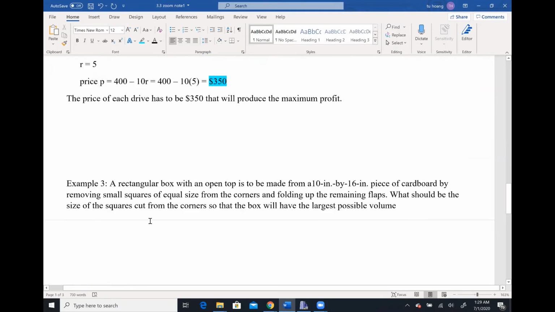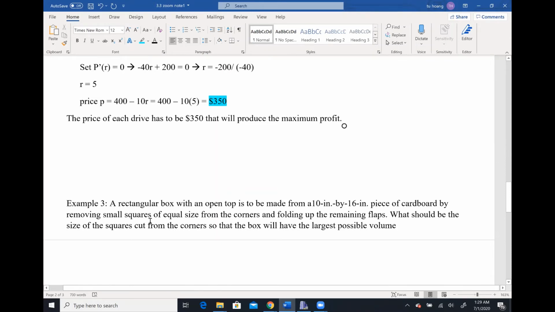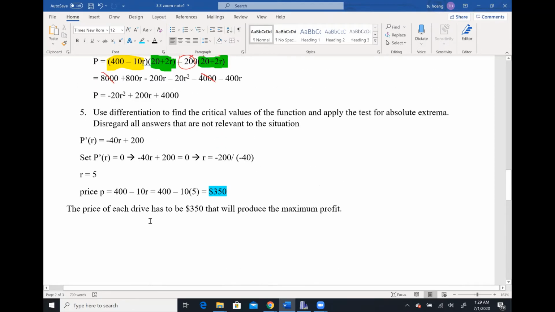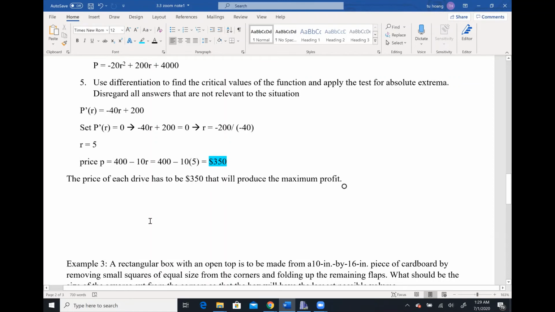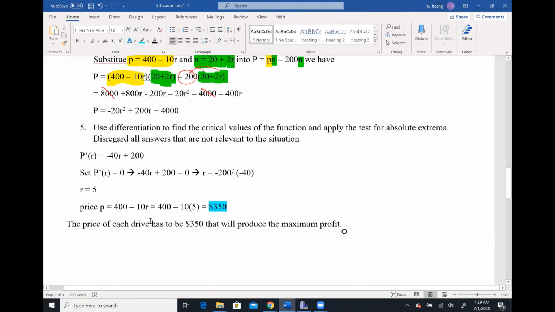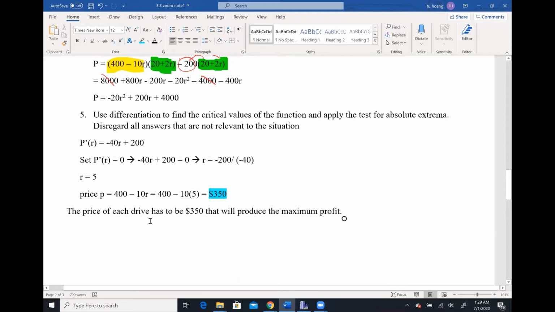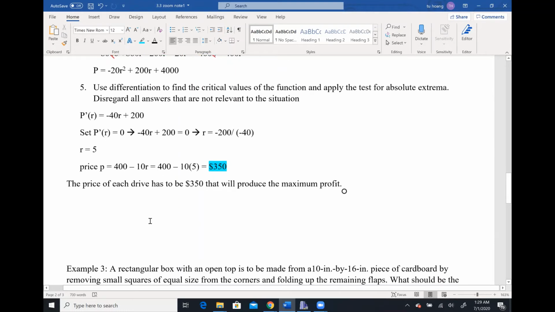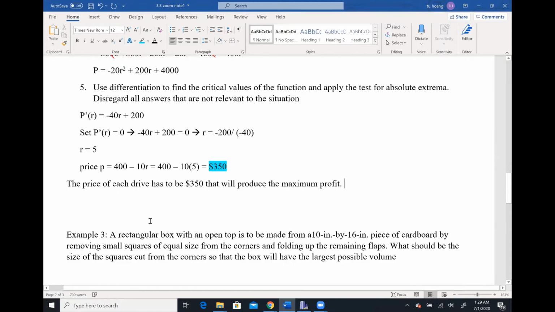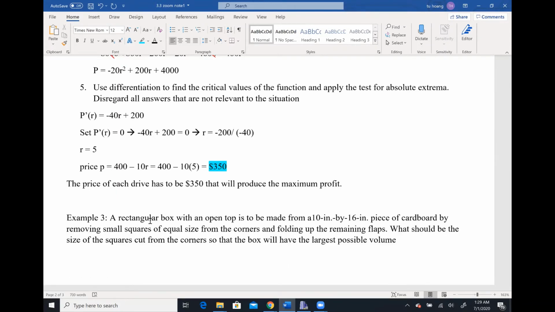There are some problems where they need you to provide the maximum profit also. So you can just substitute R into the function of P. Then you're going to have the function of profit, then you're going to have the maximum profit. Okay, so now I will move to example 3 here.